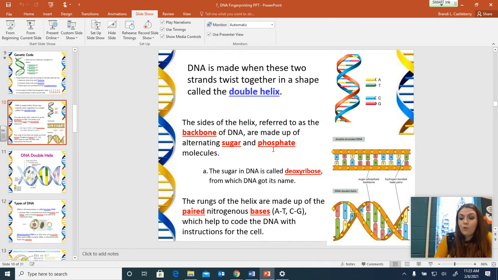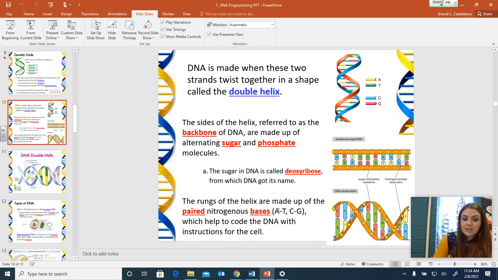Phosphate is PO4. So that means phosphorus bonded to 4 oxygens, and it has a -3 charge. Having that -3 charge in each of those phosphates on the 2 sides of the backbone of DNA is really important to remember. The fact that it has a negative charge is what makes the process that creates a DNA fingerprint work. If it didn't have a negative charge, the process wouldn't work. So keep that in mind. DNA has a slight negative charge because of those phosphate molecules holding the backbone together.